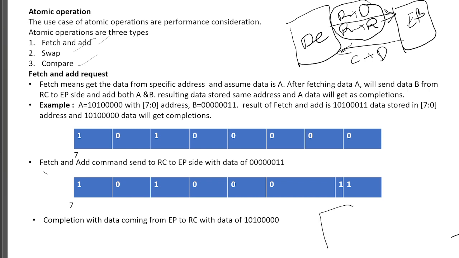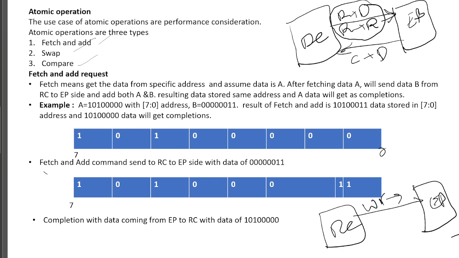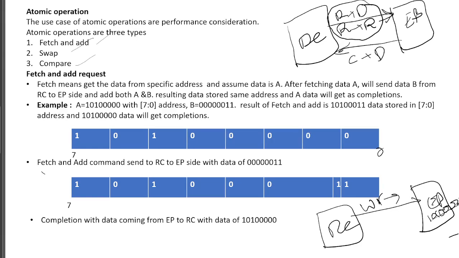Let us assume you have an RC and an EP, and you are writing data to memory with a specific address, 0 to 7. Let us assume that data is 10150, and this data is present on the EP side. Now you are sending a fetch and add command with data from the RC to the EP side.